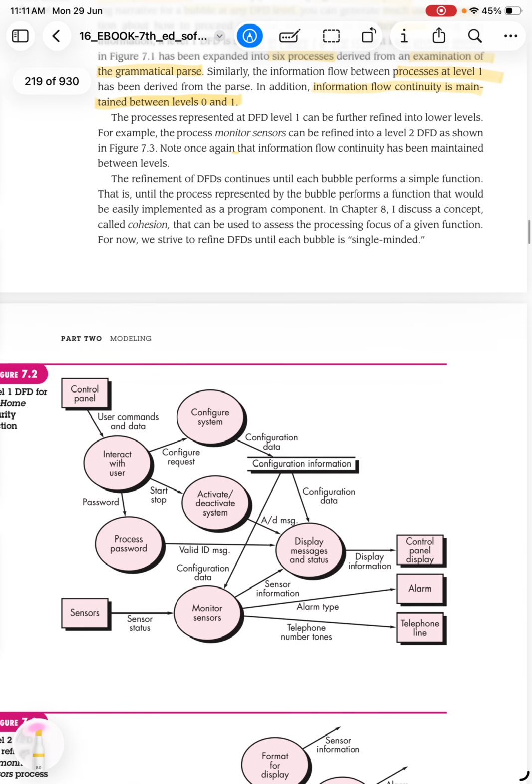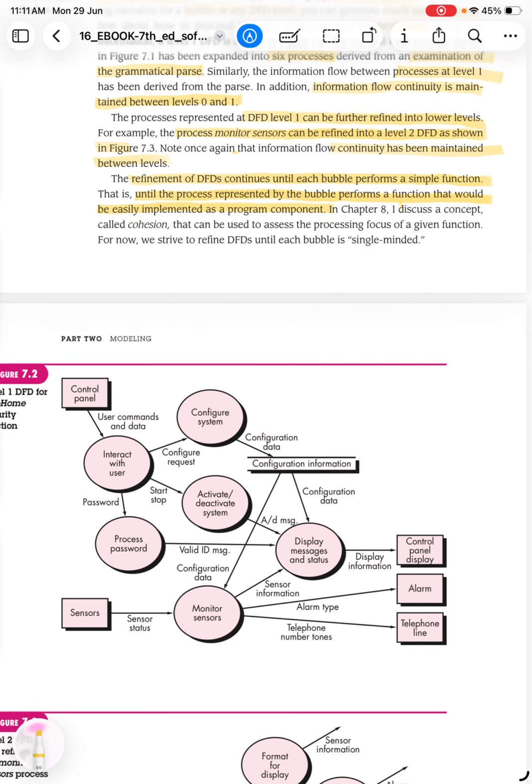The processes represented at DFD level 1 can be further refined into lower levels. For example, the process monitor sensors can be refined into a level 2 DFD as shown in the figure. Once again, information flow continuity has been maintained between levels. The refinement of the DFD continues until each bubble performs a simple function, that is, until the process represented by the bubble performs a function that could be easily implemented as a program component.